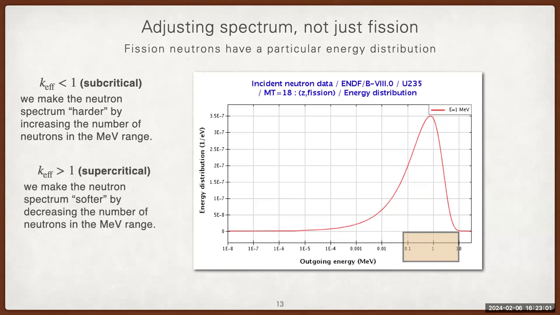Similarly, for supercritical, we're going to be subtracting off neutrons in that shape, removing high energy neutrons and making the spectrum softer by removing these high-energy neutrons. So when we adjust the amount of fission, we're also adjusting the spectrum of energy that the neutron population exists at inside of our system.